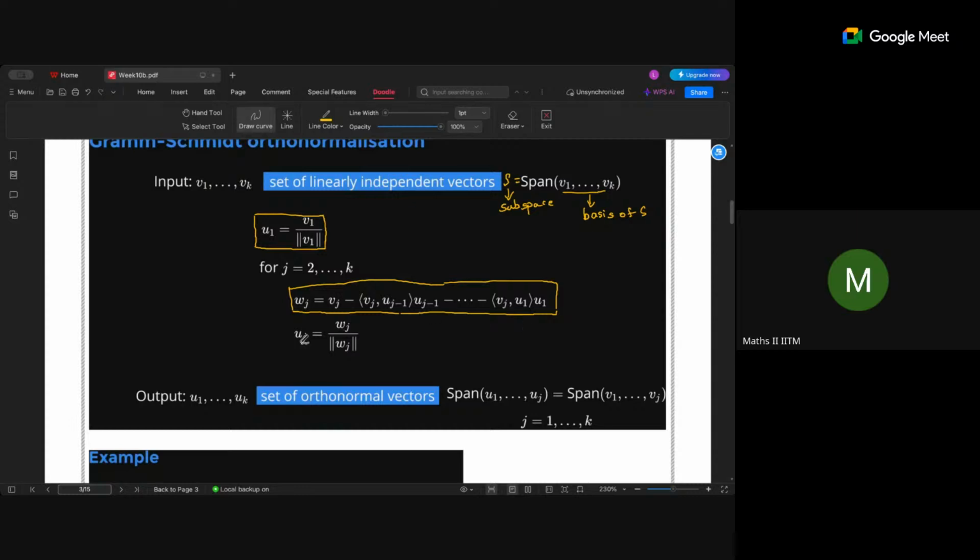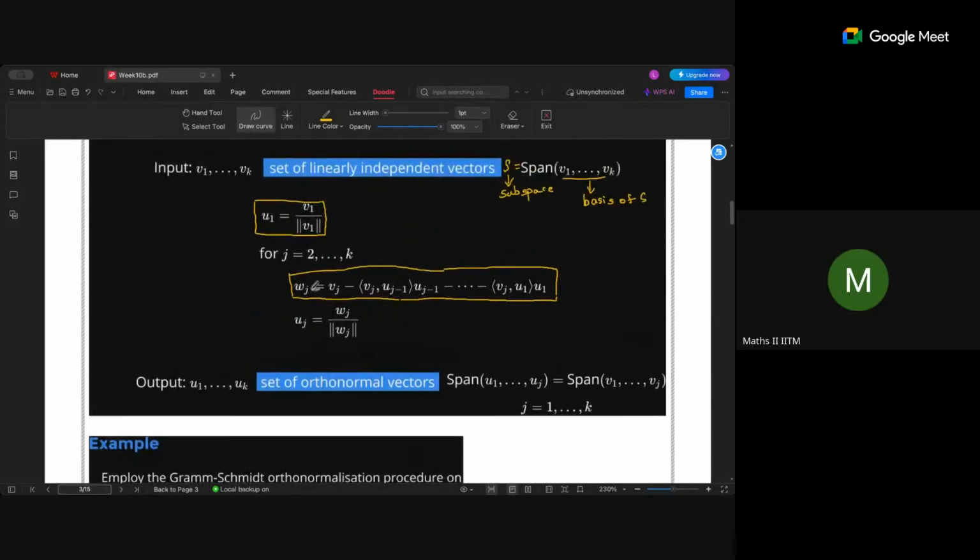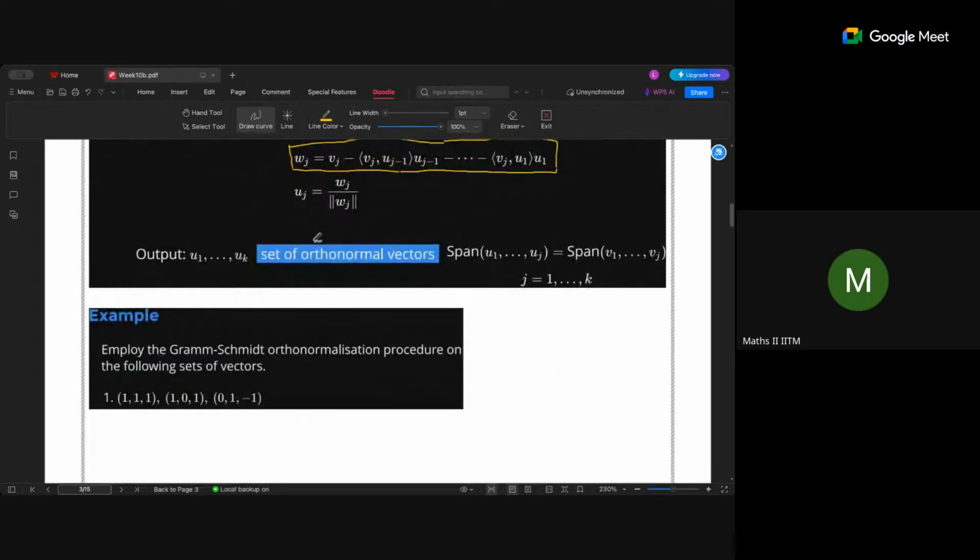Okay, now we'll do some problems to understand the application of the Gram-Schmidt process. Here you have a set of vectors. First of all, can you all tell me how to determine whether this given set of vectors is linearly independent or not? Find the determinant. Yes, so quickly compute the determinant and tell me the answer.